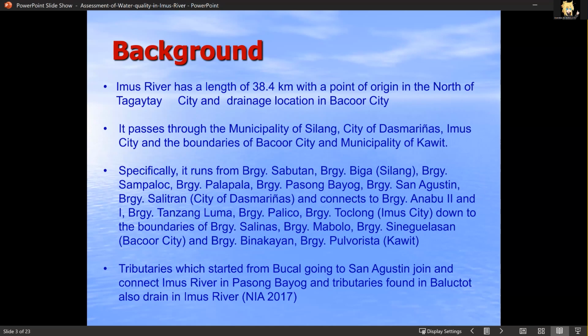These tributaries started from Bukal, going to the San Agustin joint, and connect to Imus River in Pasong Bayog. Tributaries are also found in Balagtas that also drain into Imus River, based on the year 2017.